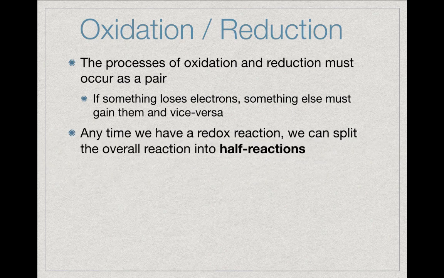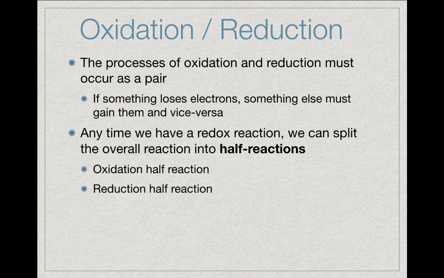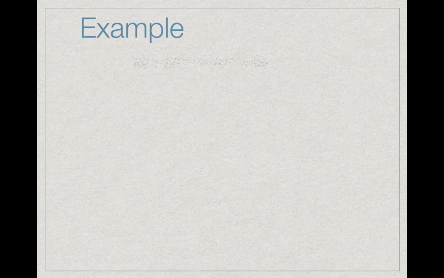Now, anytime we have that redox reaction, we can split the overall reaction into half reactions. We can have an oxidation half reaction and a reduction half reaction. Let's take a look at an example. So here we have the reaction of zinc plus copper 2+, so zinc in a copper ion solution, going to zinc 2+ plus copper metal.